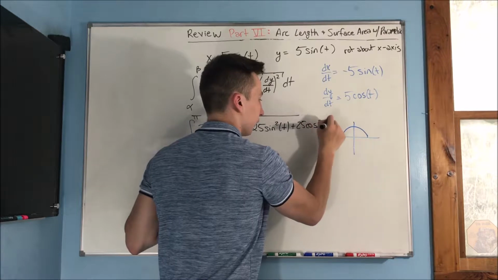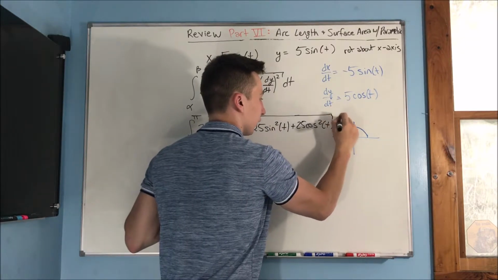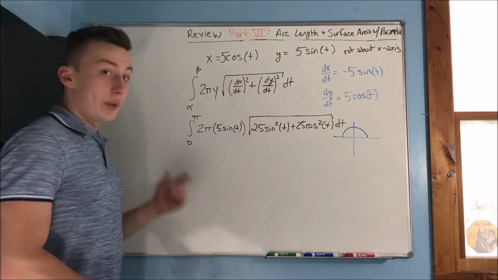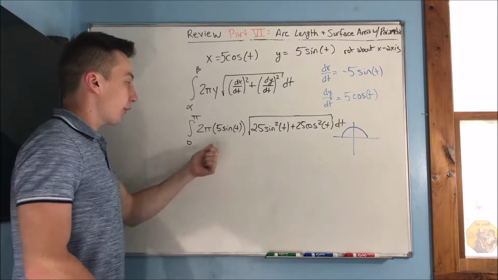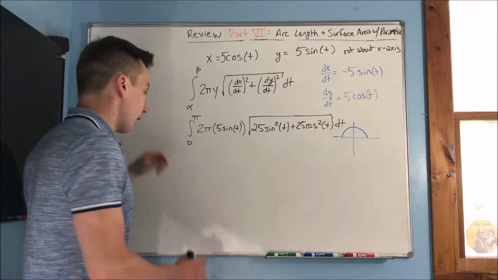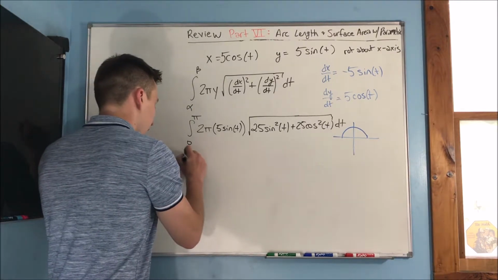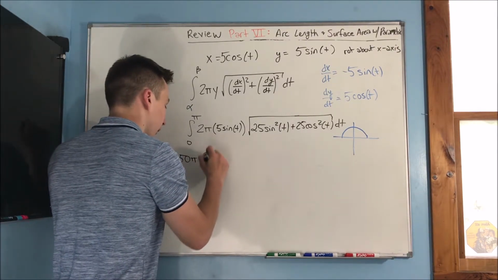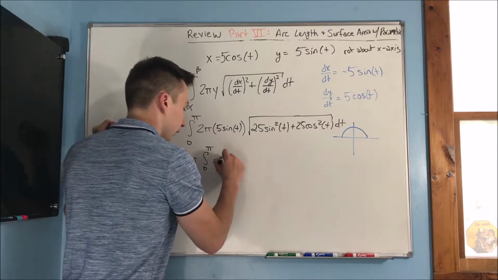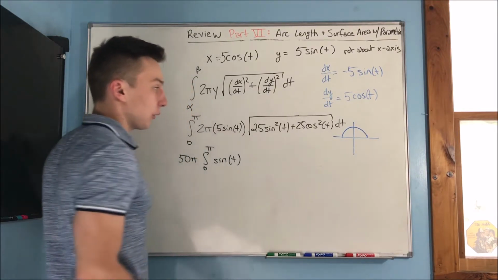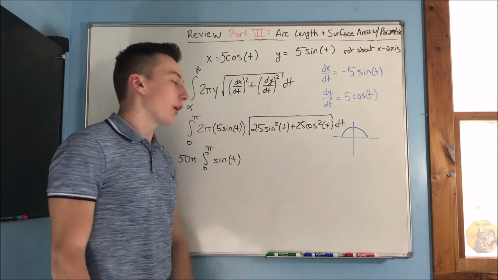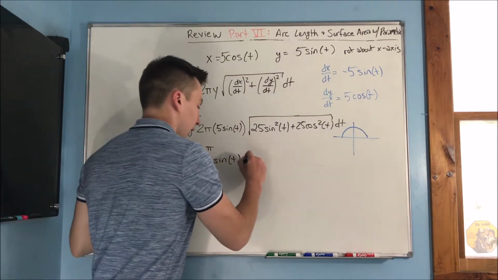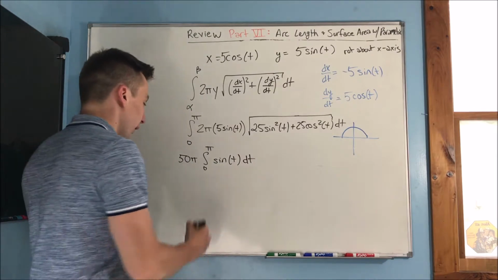And we had that for the last problem, so it's going to be 25 sine squared t plus 25 cosine squared t, dt. Now we can take out a 5 that we get from the radical. We can get that 5 out from the sine t. We get that 2 pi out. And we're going to end up with a 50 pi out here. The integral from 0 to pi of sine t. And what's left with this radical is just going to be sine squared t plus cosine squared t. That's 1. So we just get a sine t dt.